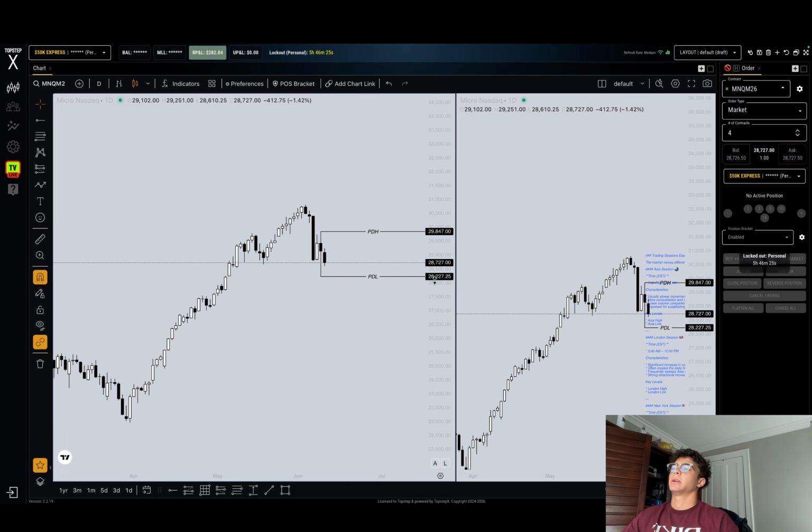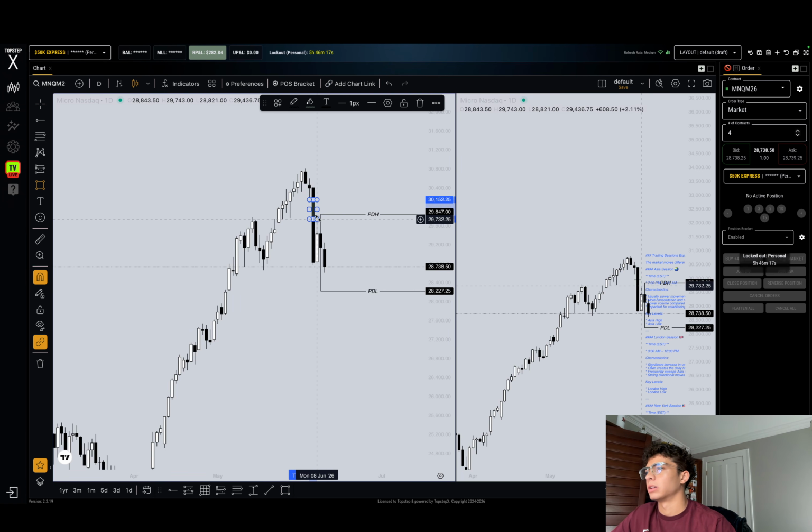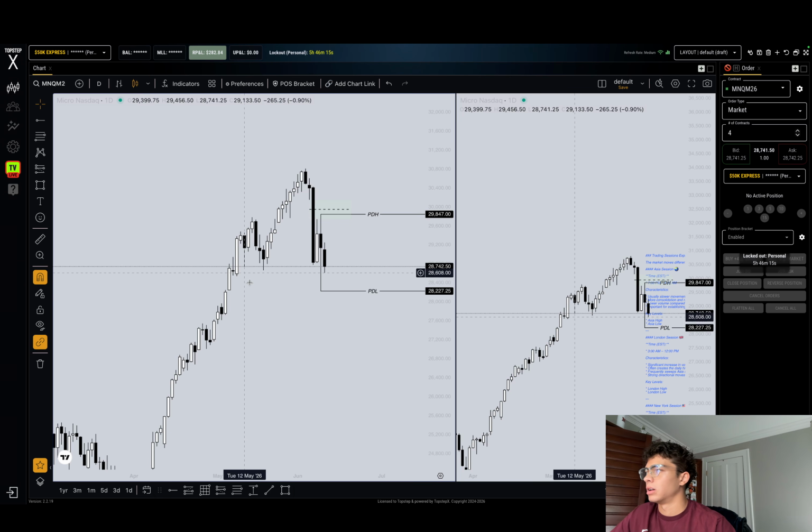And then next, what we want to look for on the daily is any other key highs and lows, and daily fair value gaps. So we have a daily fair value gap right here. We have gaps right here. We can mark this if we want. Not too necessary for me, but I'll just leave it like this.